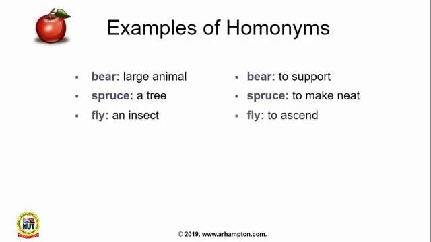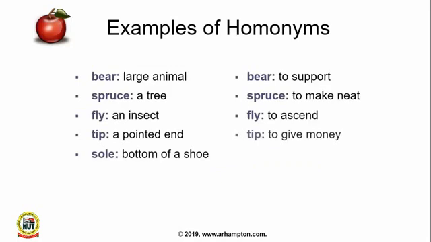Here are some examples of homonyms, and the best way to learn them is just to read and find multiple examples. Bear, a large animal. Bear, to support. Spruce is a tree. The spruce as a verb means to make neat or tidy. Fly is an insect, but fly as a verb means to ascend or to move upward. Tip is a pointed end, but when you tip as a verb, you give money. Sole, the bottom of a shoe, that's a noun. Sole, the only one, which can be an adjective.